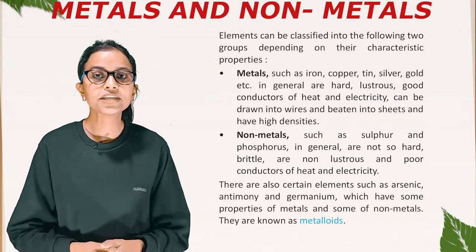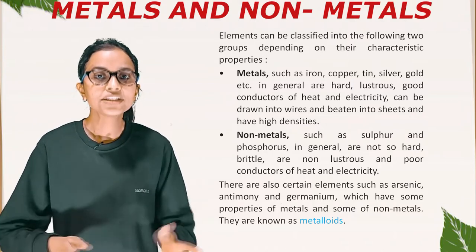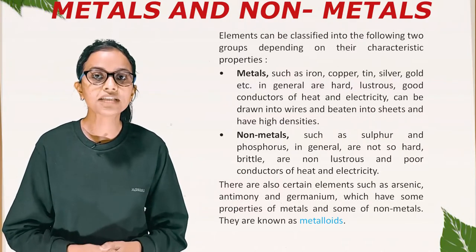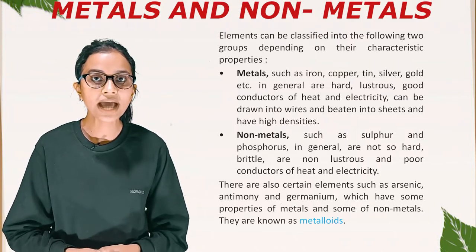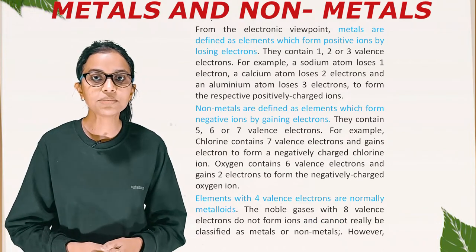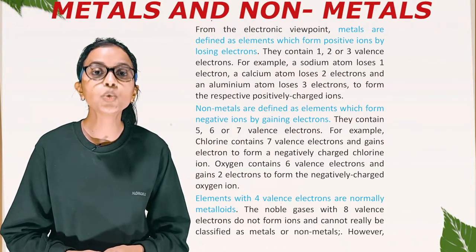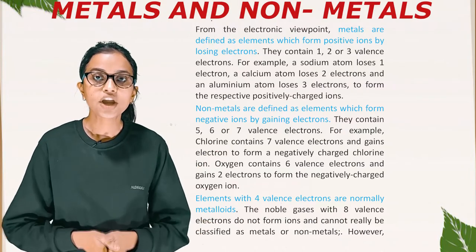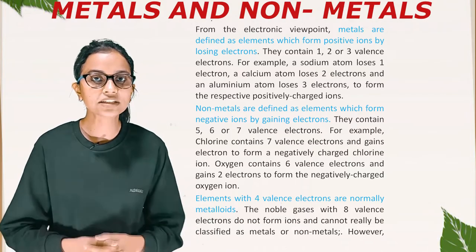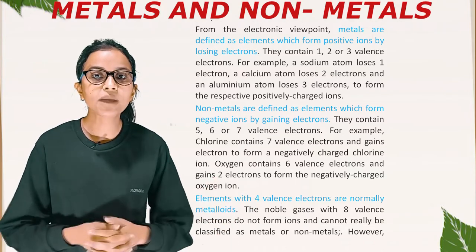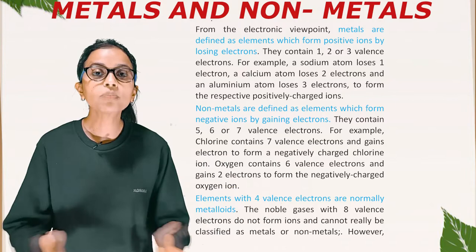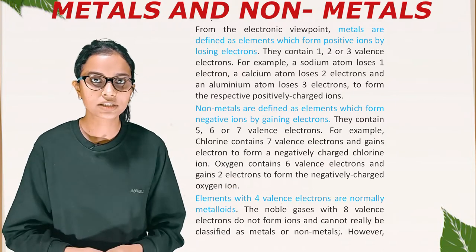There are also certain elements such as arsenic, antimony and germanium, which have some properties of metals and some of non-metals. They are known as metalloids. From the electronic viewpoint, metals are defined as elements which form positive ions by losing electrons. They contain one, two or three valence electrons. For example, a sodium atom loses one electron, a calcium atom loses two electrons and an aluminium atom loses three electrons to form the respective positively charged ions.